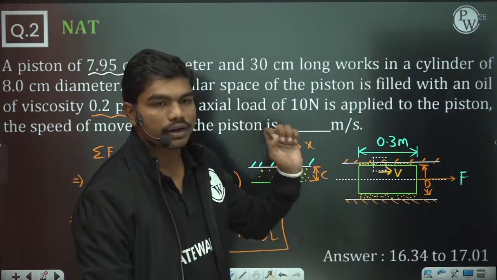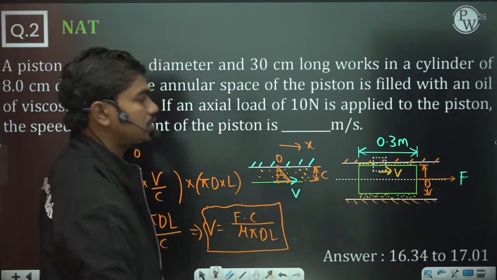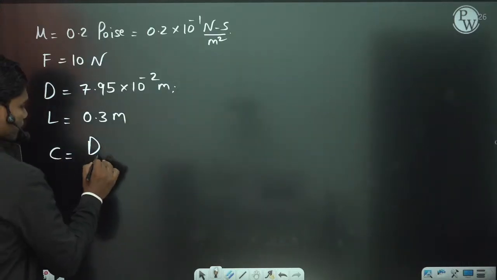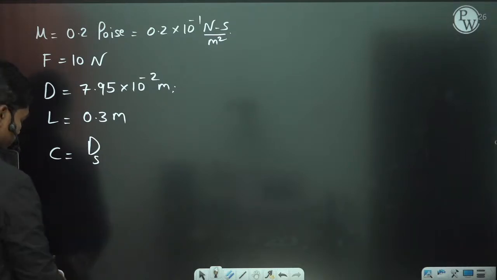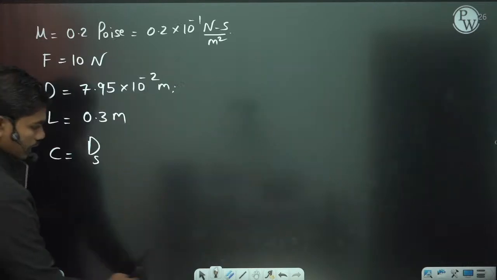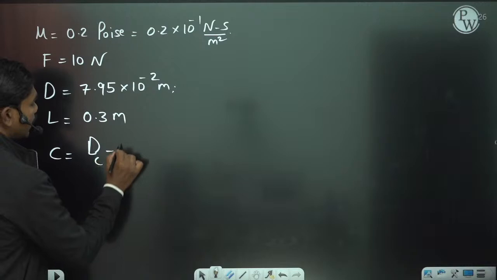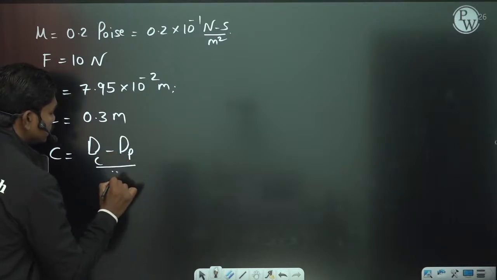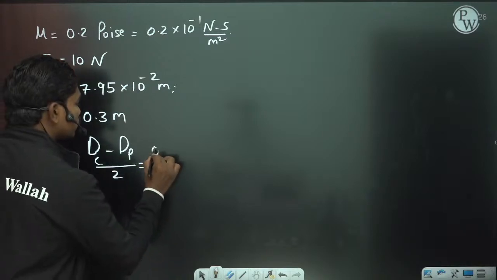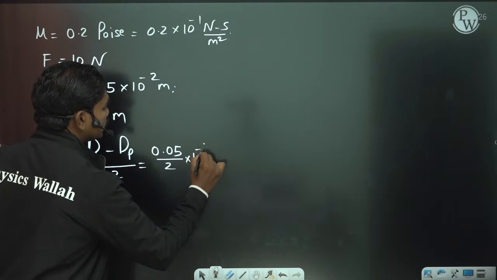So 8 minus 7.95, but this C that you are taking is only half of the total clearance, so it is the radial clearance. So C is equal to the diameter of this sleeve. What is this? Diameter of the cylinder, right? They have talked about the cylinder. So diameter of cylinder minus diameter of piston, divided by 2. So this is 8 centimeters minus 7.95 centimeters, so 0.05 by 2. This is in centimeters. So 10 to the power minus 2 meters.